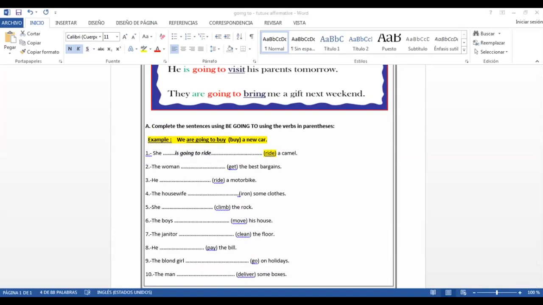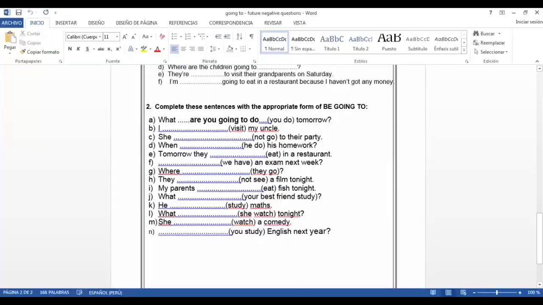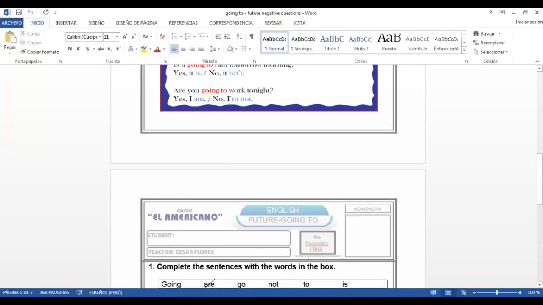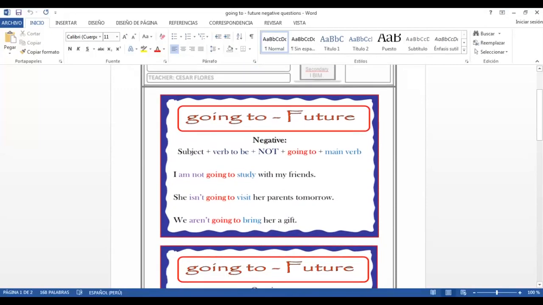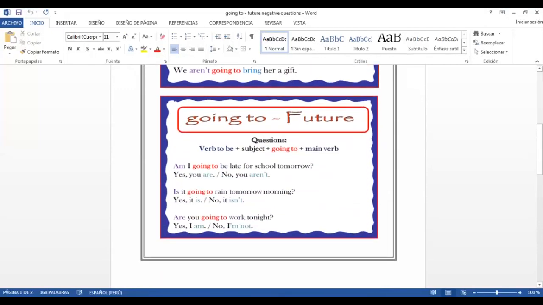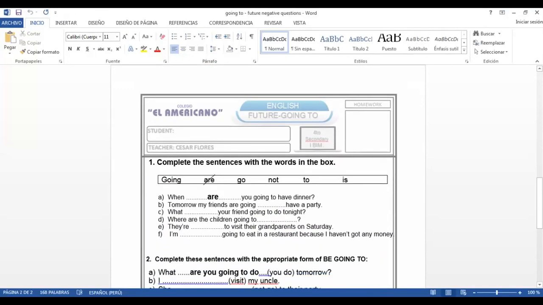Next. Next part. In this case, we're going to continue with. Now to finish, this is questions and negative. If you're going to, here you have negative and questions, the structure to remember, and here you have some exercises. Number one, complete the sentences with the words in the box.